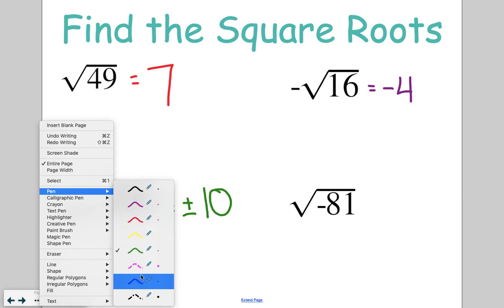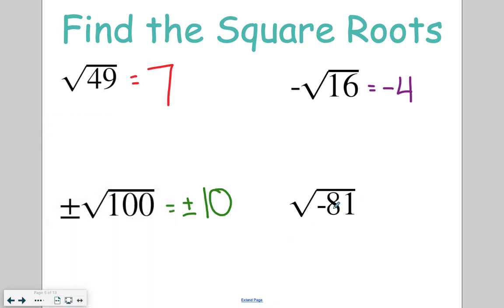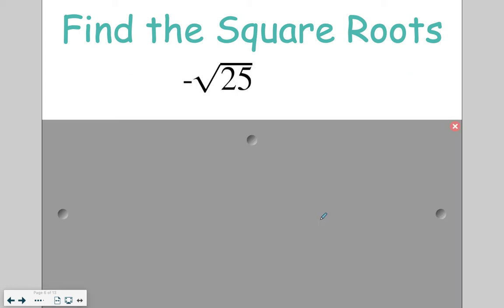And then this last one, as we discussed on that first slide, you can't have the square root of a negative number, because negative 9 times positive 9 is negative 81, and negative 9 and positive 9 aren't the same answer. So this would be a no solution problem because you cannot take the square root of a negative number if it's on the inside. Be careful that you're paying attention to the differences between these two, whether the negative is on the outside of the radical or on the inside of the radical. Go ahead and try this one on your own.